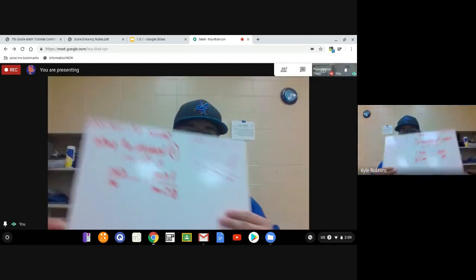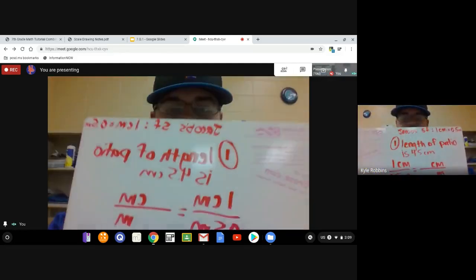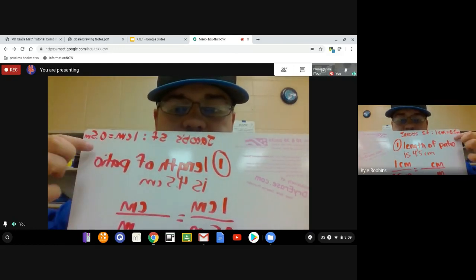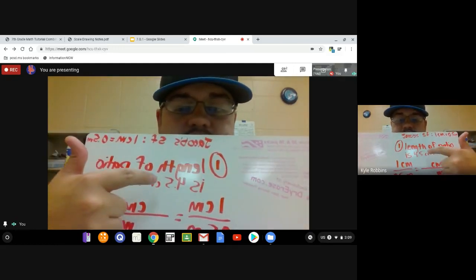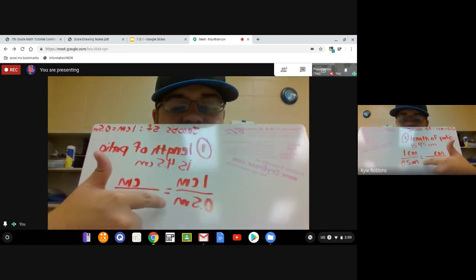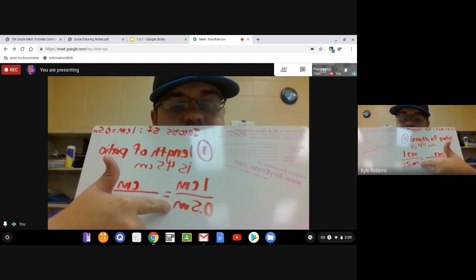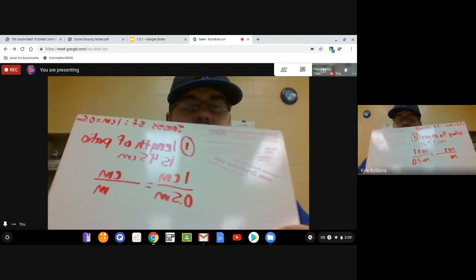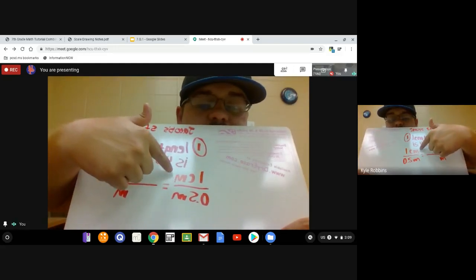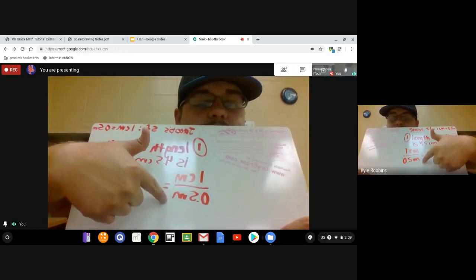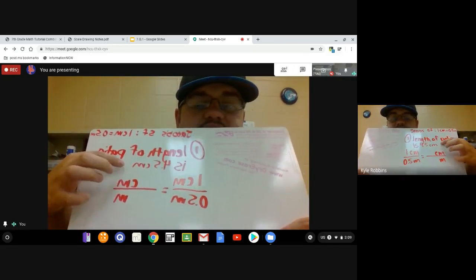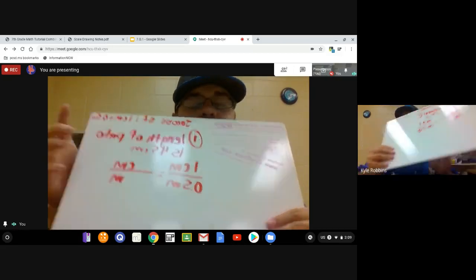Here, if you see this, it says Jacob's scale factor, and he's got 1 centimeter is 0.5 meters. The question was, the length of the patio is 4.5 centimeters. So I'll set that in a ratio in fraction form, and we're about to set it up in a proportion. Notice I use my measurements: I put centimeters here, meters on the bottom. So here we're going to take whatever the centimeters is that we have. It gives us 4.5 centimeters.